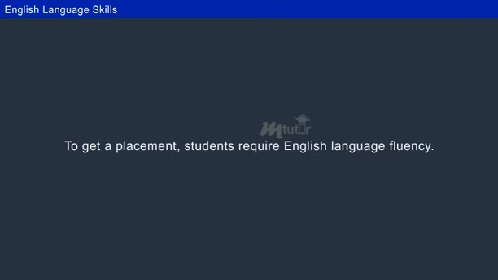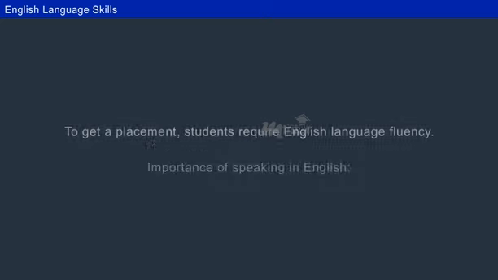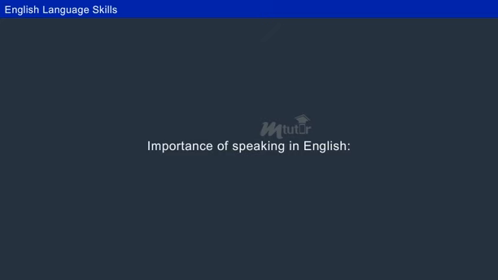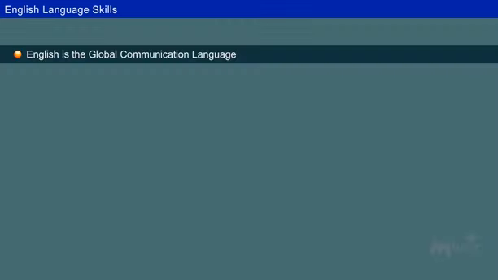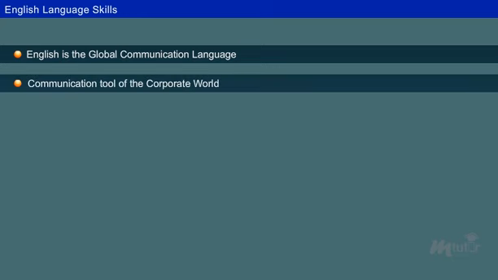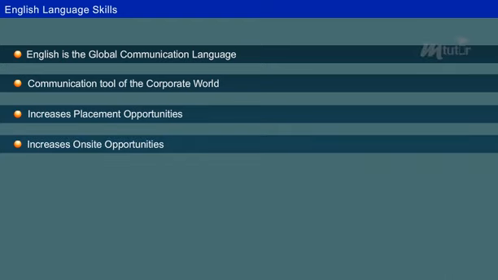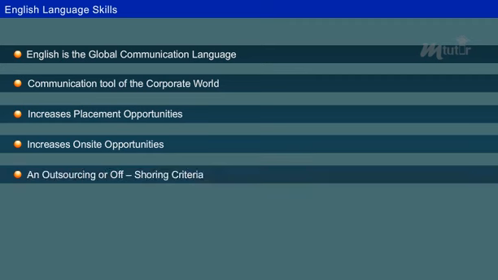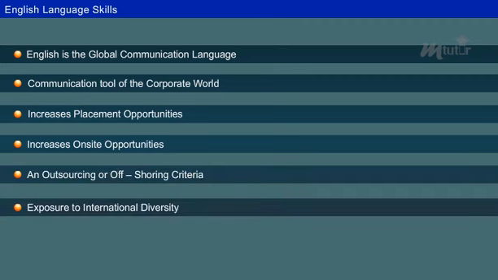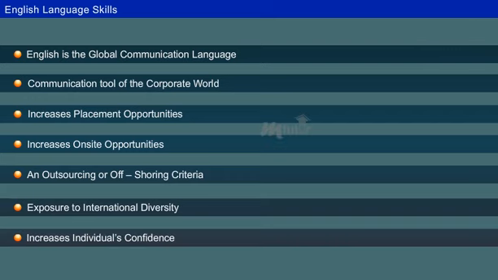To get a placement, students require English language fluency. Importance of speaking in English. English is the global communication language, the communication tool of the corporate world. Increases placement opportunities. Increases on-site opportunities. And outsourcing or offshoring criteria. Exposure to international diversity. Increases individuals' confidence.